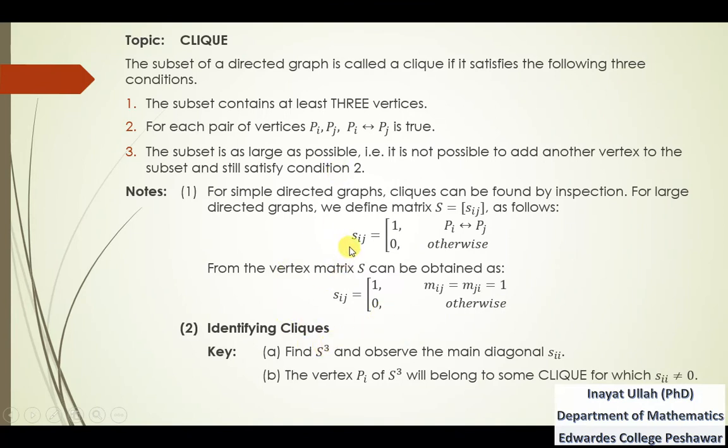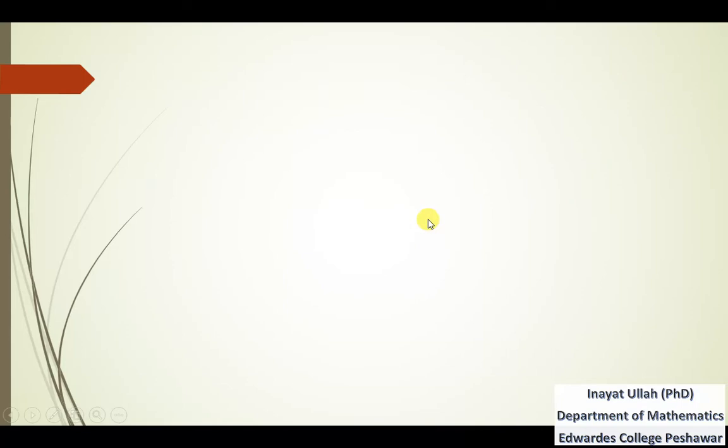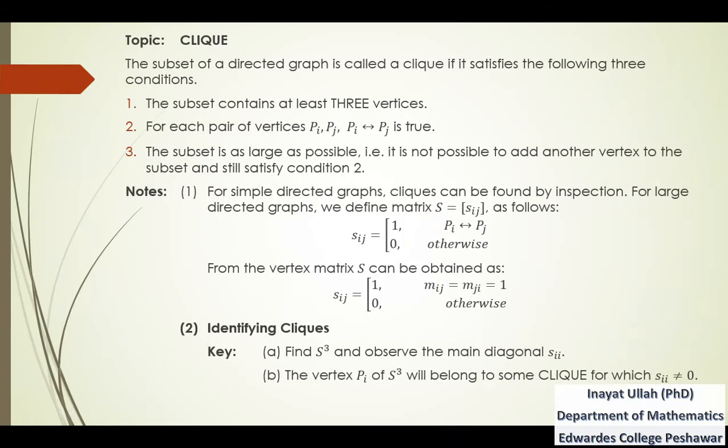First of all, find this matrix S. If you are given a vertex matrix, you can find S directly by this criteria, and then identify the cliques by these two criteria: find the cube of this matrix S, and then look at the main diagonal where the entry is not 0. Corresponding to that entry, that vertex will belong to some clique.